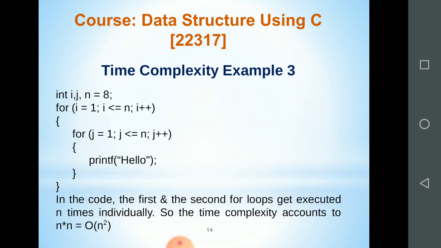Now this is the third example, in which there are 2 loops. Here in the code, the first and second for loops get executed n number of times individually, so the time complexity accounts for n multiplied by n. We have seen that when there are nested loop statements, the time complexity or growth rate is n square. So the same here, and the time complexity counts as big O of n square.